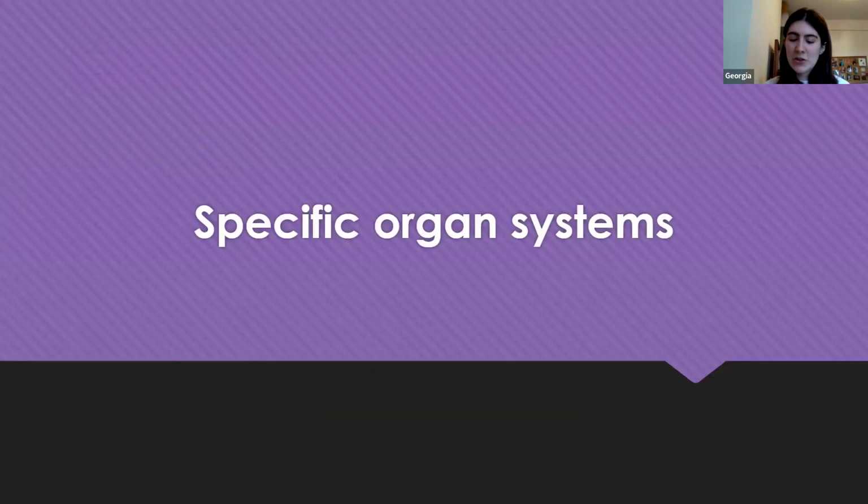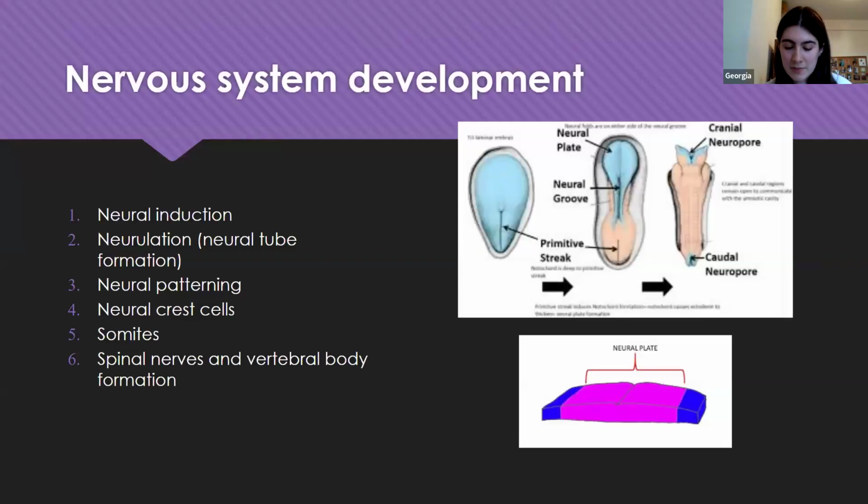Okay, so that was an overview of core processes, and now we're going to have a look at some specific organ systems and their development. So first up is the nervous system. There are some elements of nervous system development in your spec, and it's particularly focused on the peripheral nervous system. You'll cover the central nervous system next year. It's more of a second year topic. But there are several things we need to think about in terms of the peripheral nervous system, and the steps are labeled on the slide.